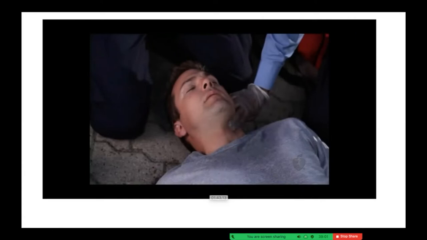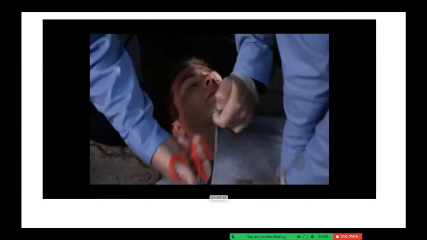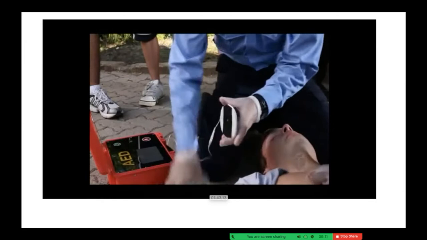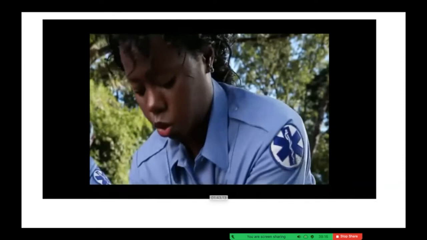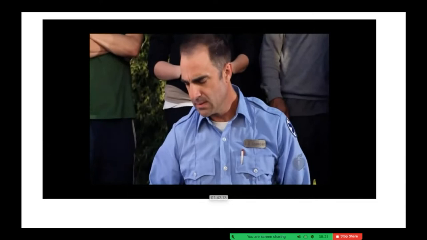There's no pulse. Push hard and fast, at least 2 inches, or 5 centimeters. The chest needs to completely recoil after each compression. Analyzing. Everybody clear? Heart rhythm. Do not touch the patient.